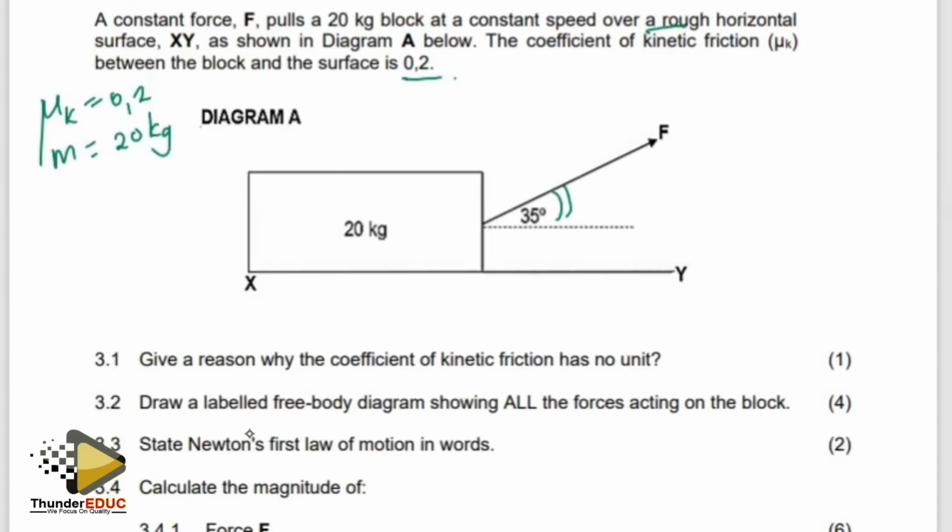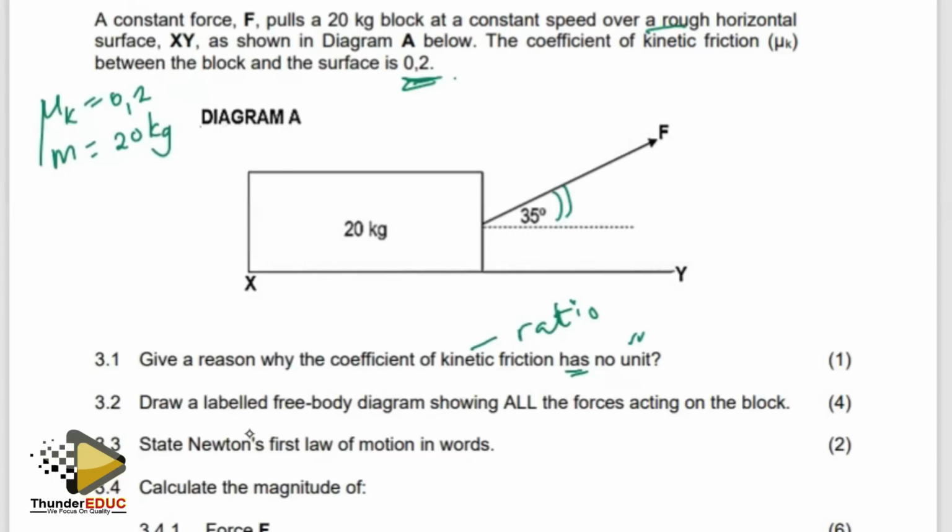So 3.1, they want us to give a reason why the coefficient of friction has no units. In other words, they cannot give us 0,2 kilograms or 0,2 meters. Why? Because this coefficient is basically a ratio. That's all we need to say. A coefficient is a ratio. So it's a ratio between the 2 forces.